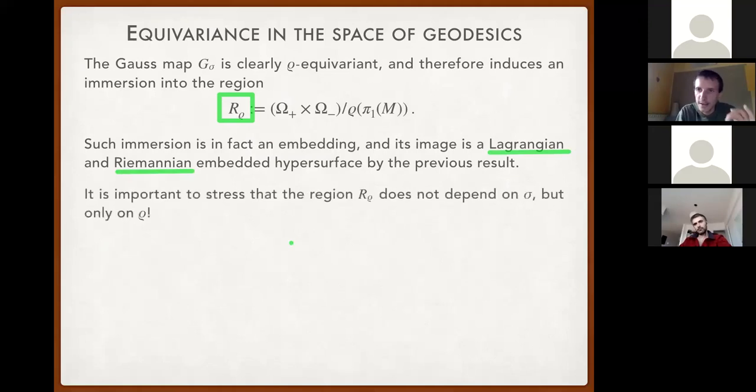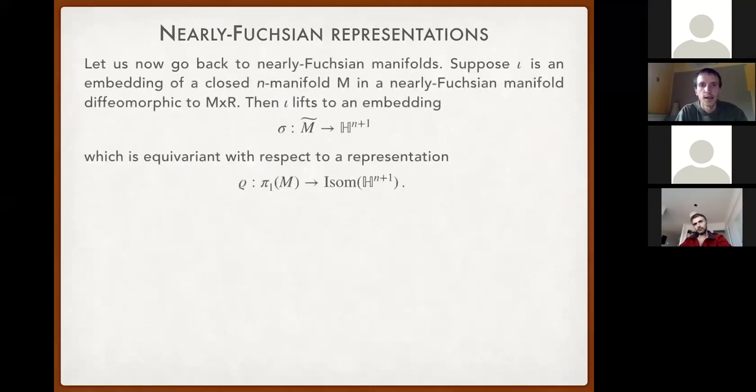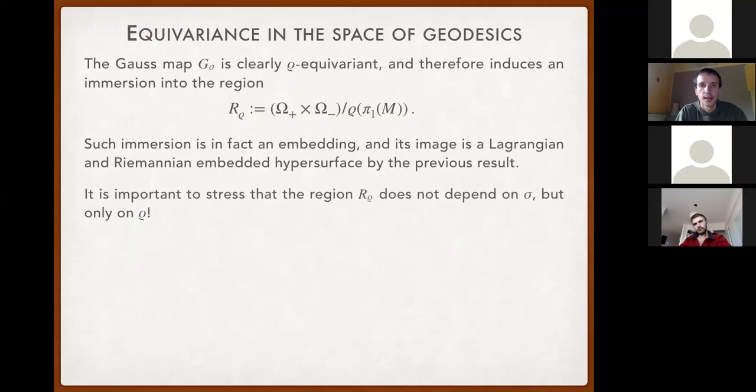But the important thing I want to stress is that this region R rho only depends on rho. This region, omega plus times omega minus, does not depend on the embedding with principal curvatures in -1, 1. It only depends on the representation. So basically, we can see the image of the Gauss map of any immersion with principal curvatures in -1, 1 as an embedded Lagrangian and Riemannian submanifold inside R rho.